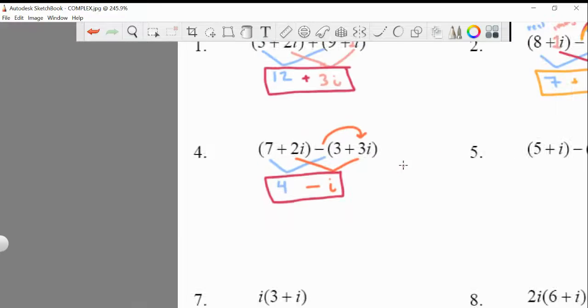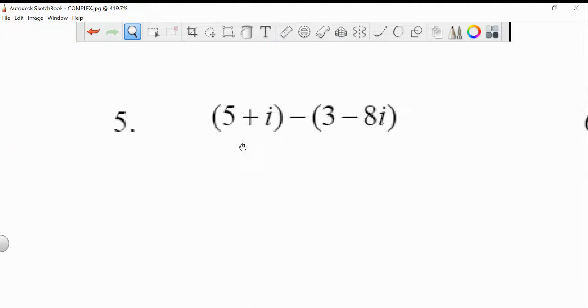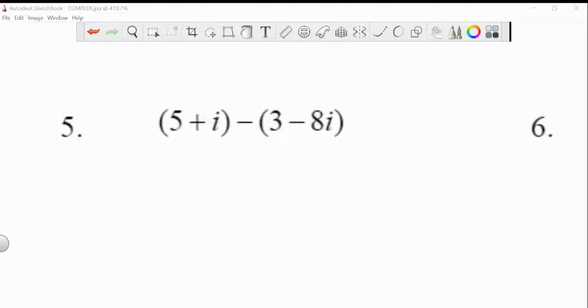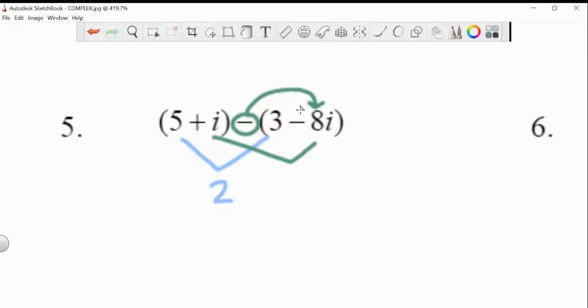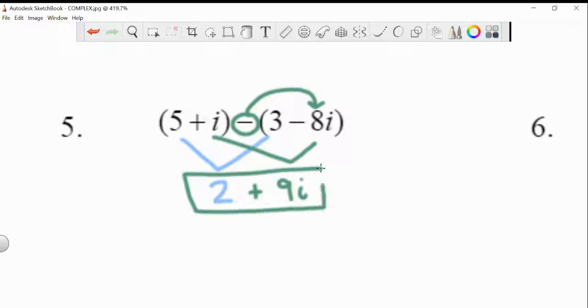And let's do one more subtraction question. With this one, again, the first one people pretty much always get right. 5 minus 3 is 2. But the second one is going to mess somebody up. It's got to be i minus negative 8i. So it's i minus negative 8i. Subtracting a negative is going to make addition. So we've actually got basically i plus 8i, and so we've got 9i, a positive 9i.